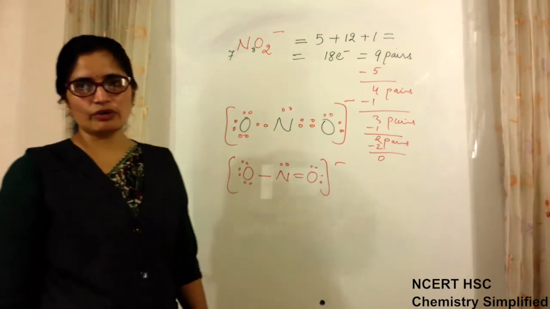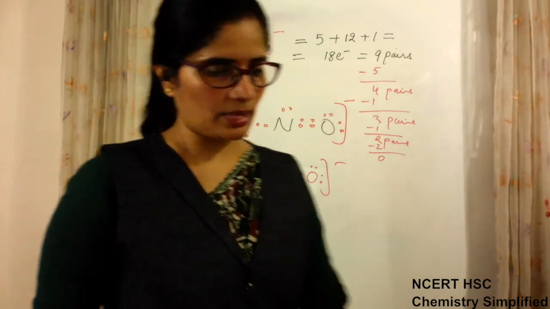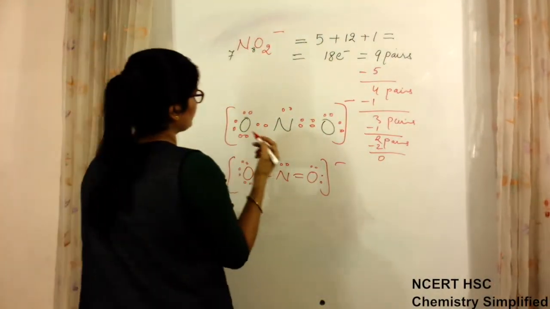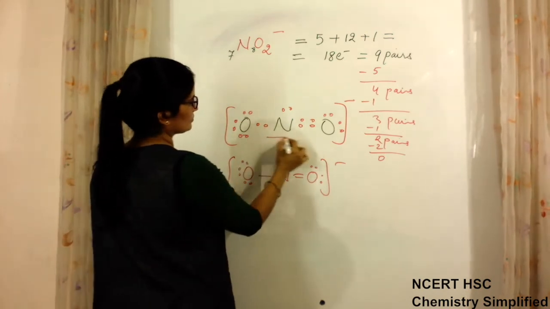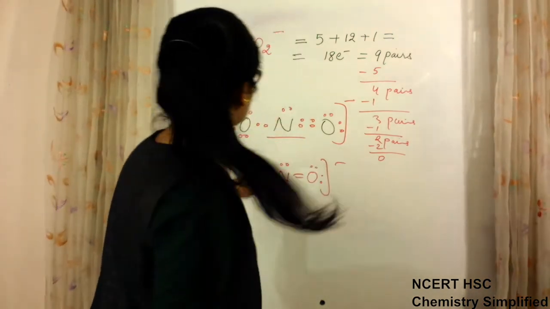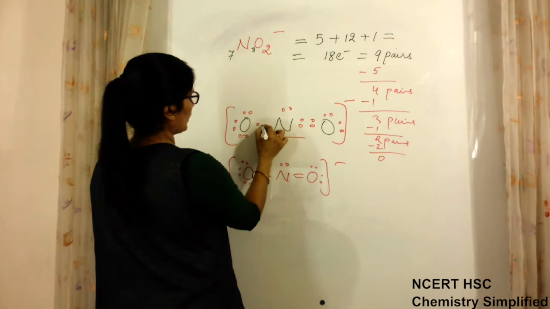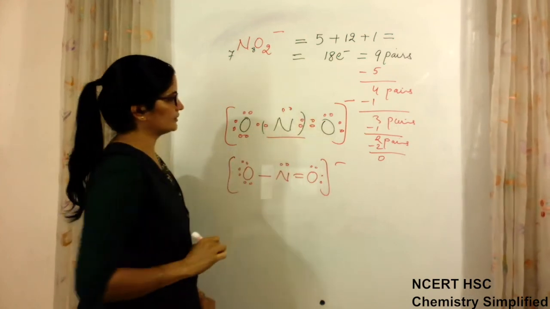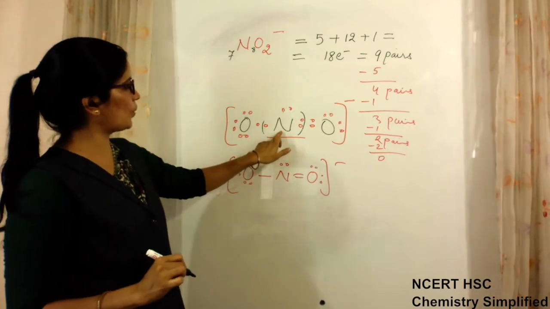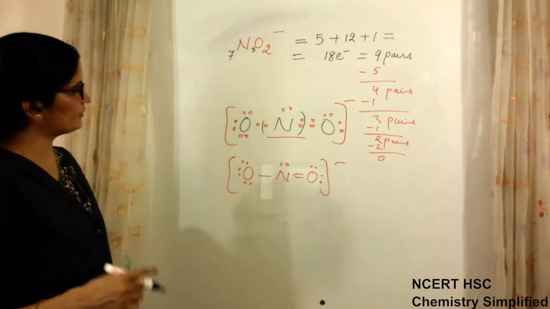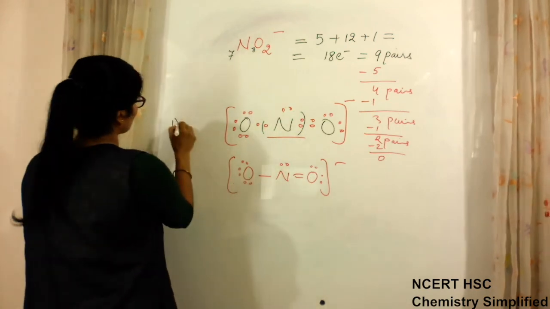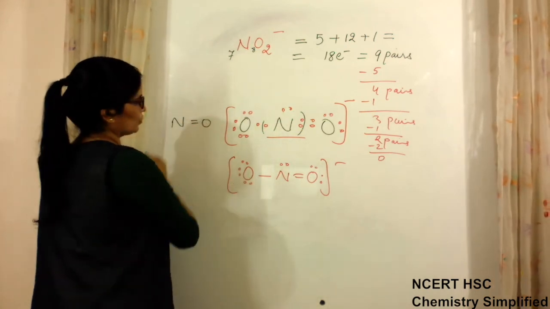Now again we will see for the formal charges. Okay. So formal charge calculation. Nitrogen. In nitrogen, 1, 2, 3, 4 and 5. On nitrogen, how many electrons are placed? 5, and valence electrons are also 5. So nitrogen formal charge is 0.